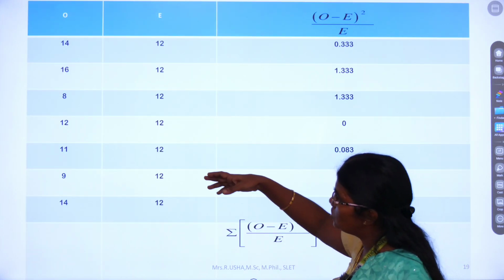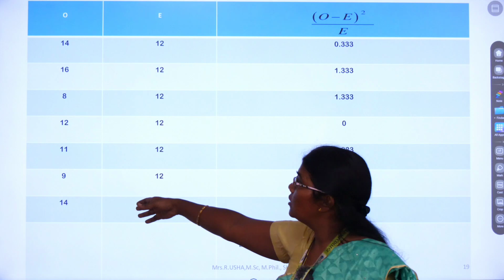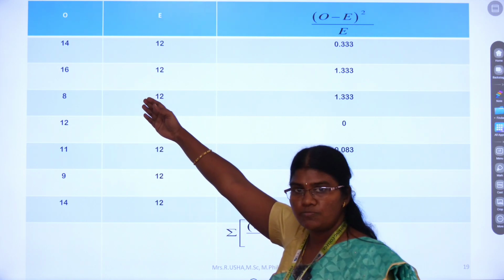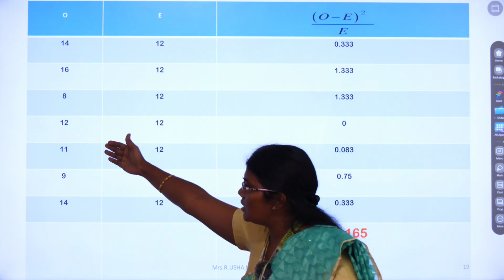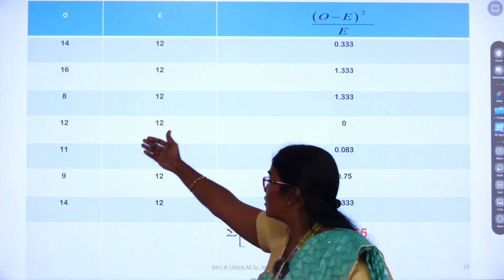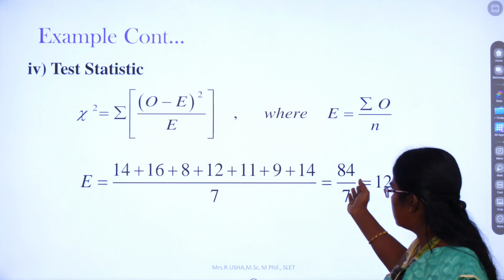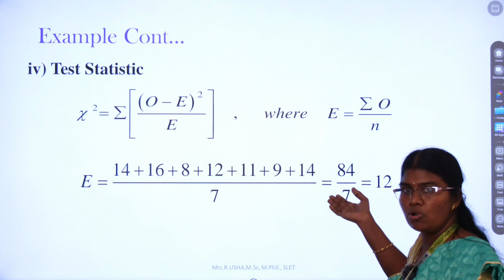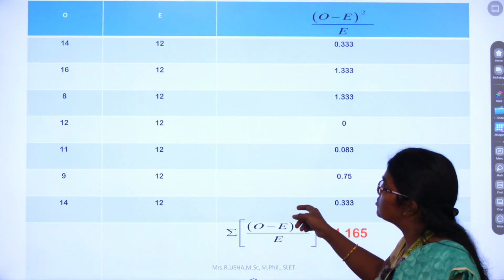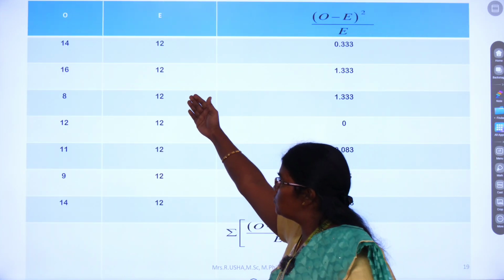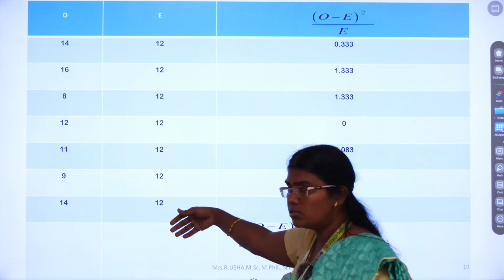So based on the given observations, we are doing the calculation. The observed frequencies are 14, 16, 8, 12, 11, 9 and 14. Here the expected value we already found. The expected frequency will be the same for all the given observed values, so the expected frequency will be 12, 12, 12, 12, 12 and 12.